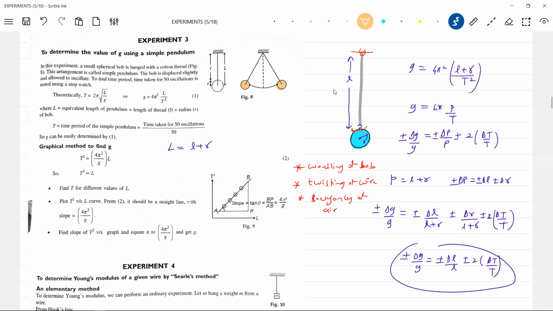Okay, any doubts you can clarify, please. Anything related to the experiment?